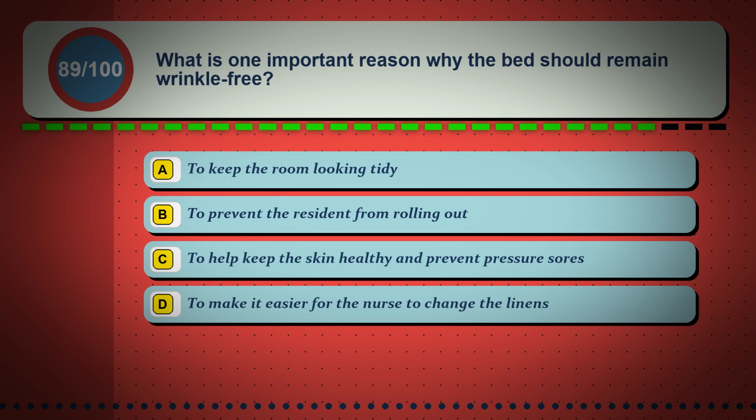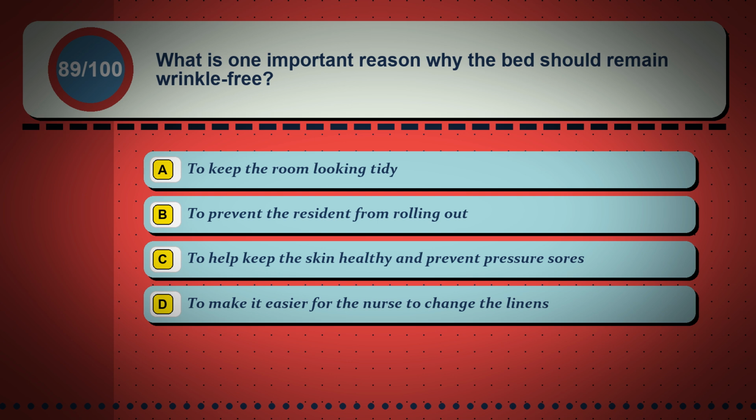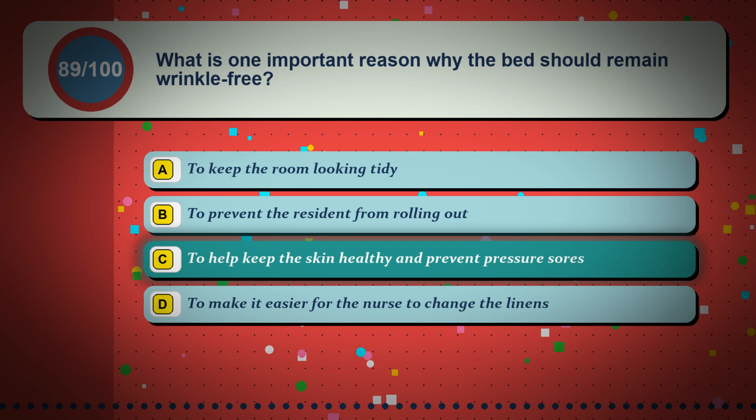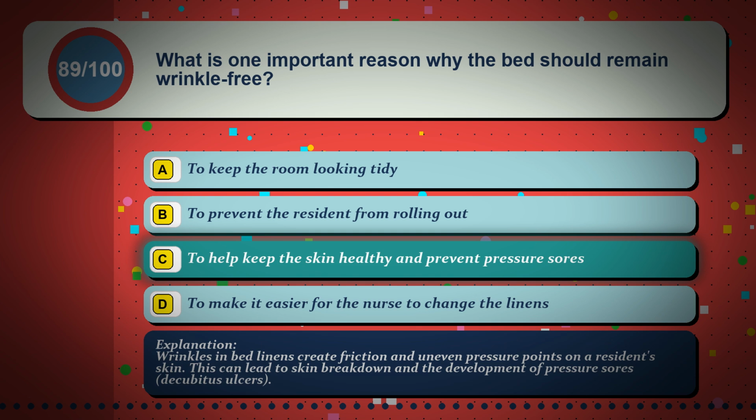Question 89. What is one important reason why the bed should remain wrinkle-free? Option A. To keep the room looking tidy. Option B. To prevent the resident from rolling out. Option C. To help keep the skin healthy and prevent pressure sores. Option D. To make it easier for the nurse to change the linens. The correct answer is option C. To help keep the skin healthy and prevent pressure sores. Wrinkles in bed linens create friction and uneven pressure points on a resident's skin. This can lead to skin breakdown and the development of pressure sores, decubitus ulcers.